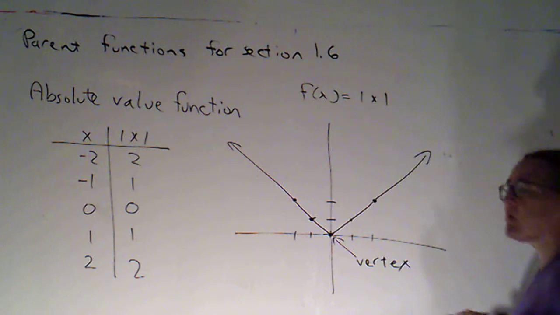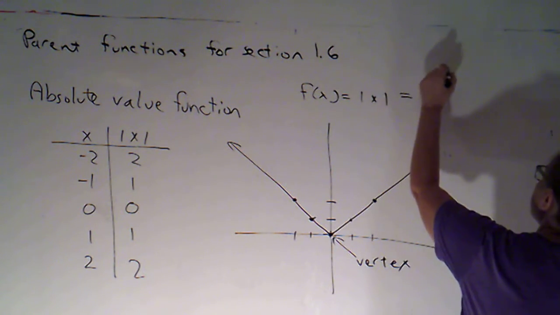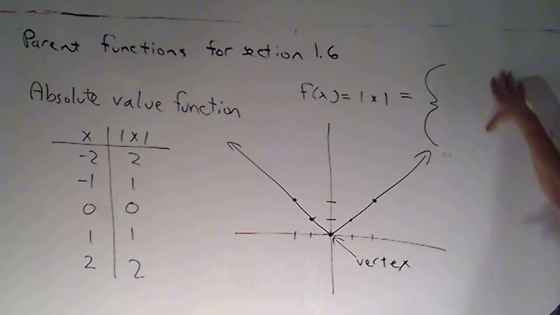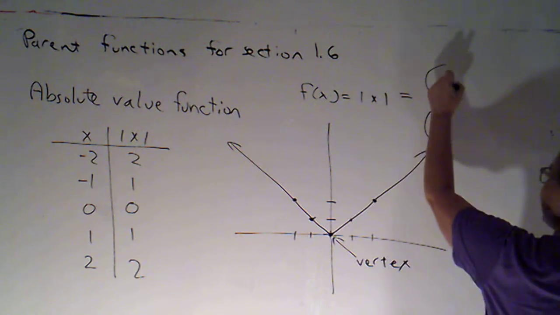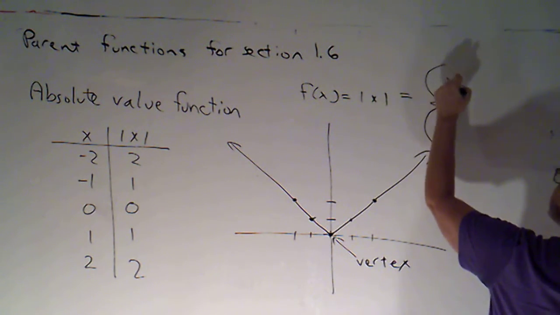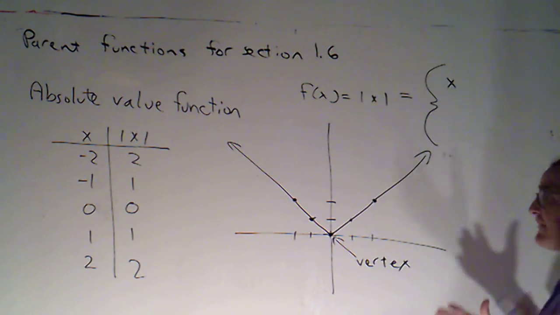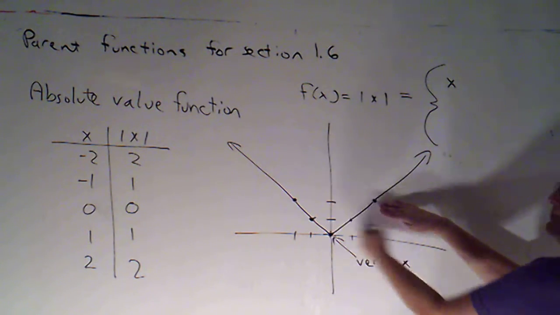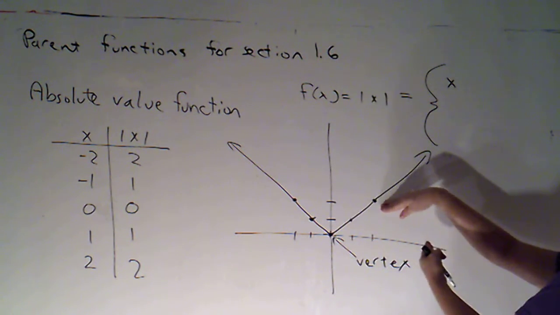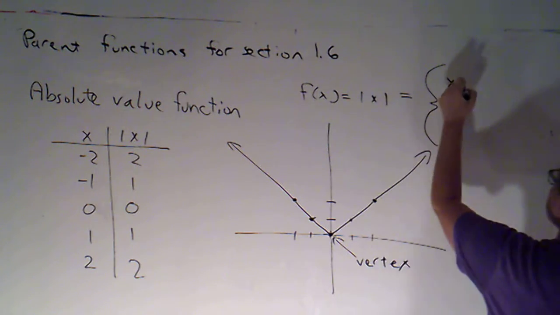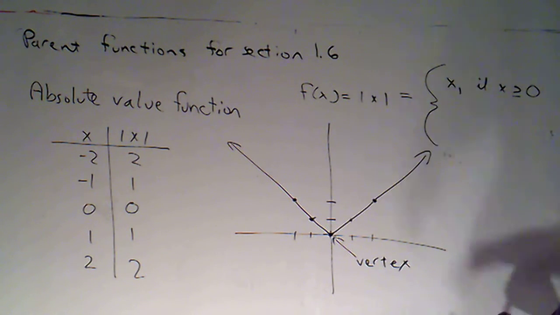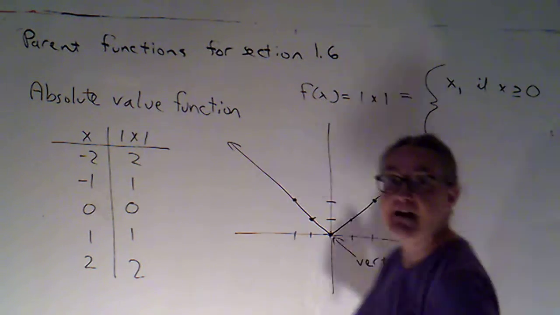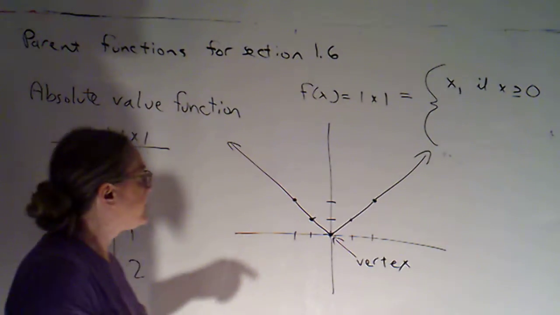I can, if I want to, actually write the absolute value function in what we call piecewise notation. Here, this side is just a line of slope 1, because that's just the identity function. That's just f of x equals x. If x is bigger than or equal to 0, the absolute value just gives us x. So it's going to be x if x is greater than or equal to 0. So this is just the right half of the identity function.